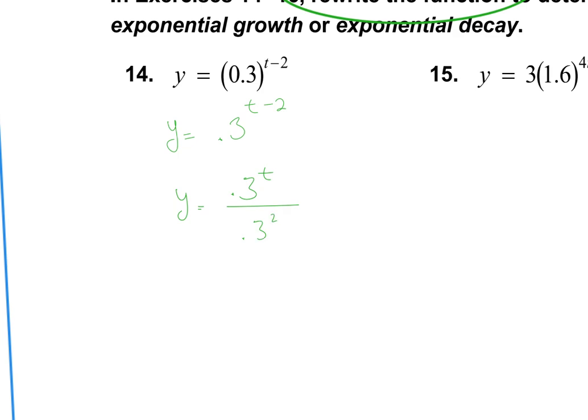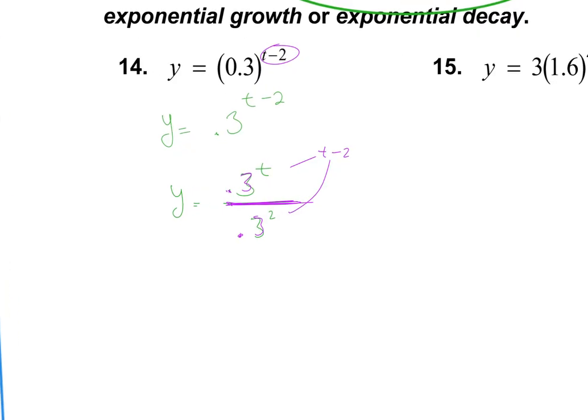Because when you have the bases of 0.3, and they're dividing each other like that, then you can subtract their exponents. So it would be t minus 2, and that's obviously what we have. So you can either grab a calculator, or you might know what 0.3 squared is. It's 0.09. And so what that means is we have y equals 0.3 to the t power over 0.09.